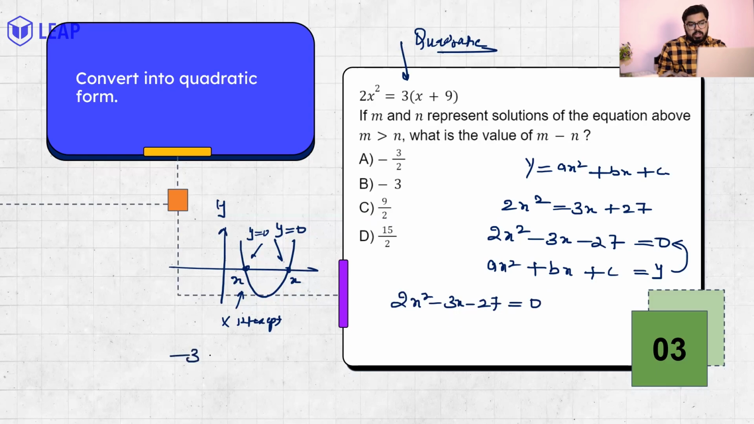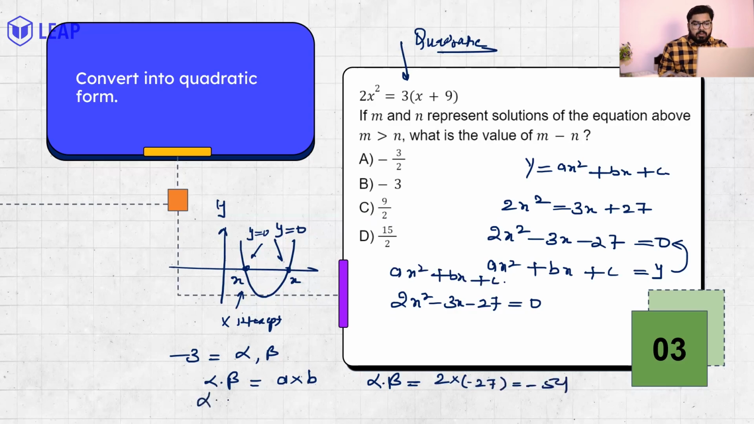That's -3. You have to split this middle term into two numbers, let's say alpha and beta, such that the product of the numbers is equal to a. What is a? If you compare with ax square plus bx plus c, a is 2 and c is -27. So the product of alpha and beta should be equal to a into c, which is -54, and the summation of alpha and beta should be equal to b itself. What was b? b is -3.